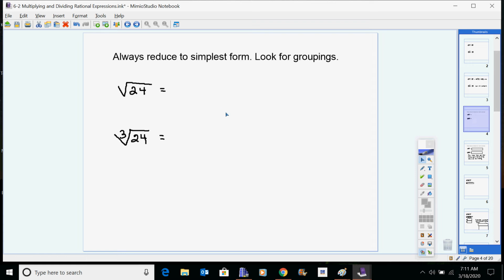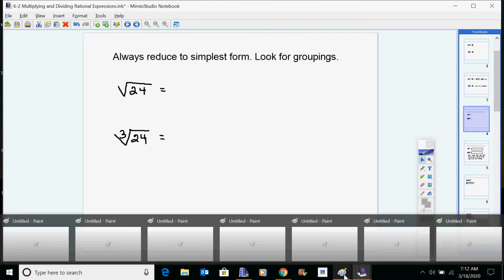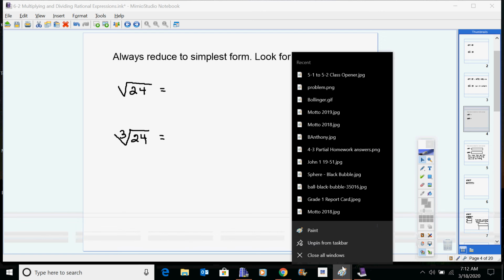So what we want to do is we do want to be able to reduce to simplest form. We had talked about square roots before, where you can reduce those to simplest form. Cube roots have a similar process. Fourth roots have a similar process, but instead of looking for groups of 2 like you do in a square root, you're going to be looking for groups of 3 in a cube root. I'm going to open up an extra tab here.